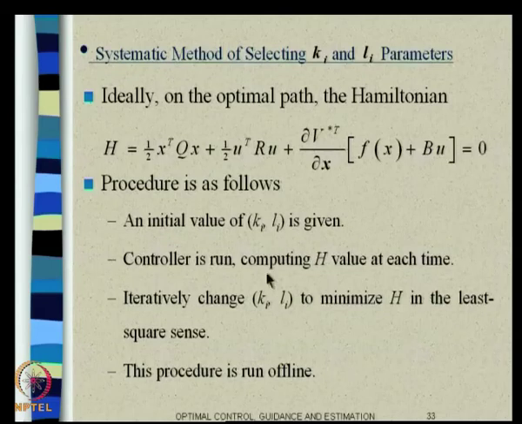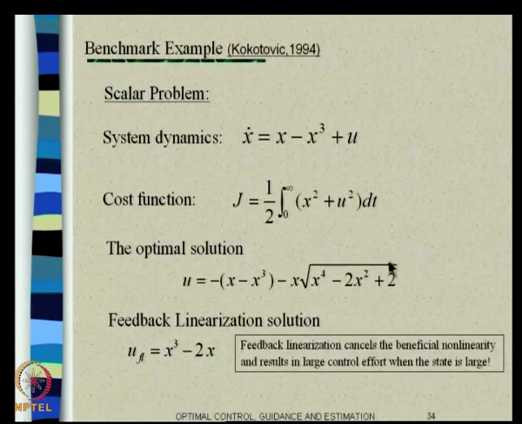Anyway, that is the approach which is already there, but as I told, if somebody can think about a better approach, that will be even better, okay. And before stopping, this is the standard benchmark example problem, x minus x cube plus u, which we just discussed in the SDRE framework also. The cost function is similar, and we also know there is a closed form solution for that. One of the feedback linearization solutions happens to be like this, and ultimately it cancels the beneficial nonlinearity and leads to a large control effort when the deviation is large, which SDRE did not have.